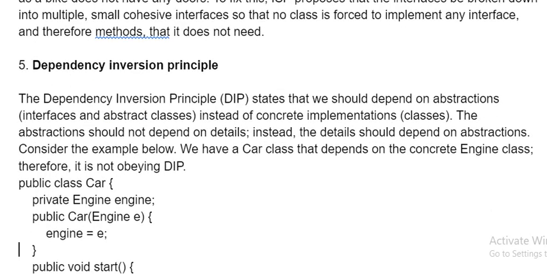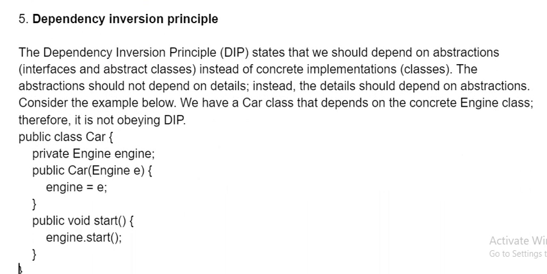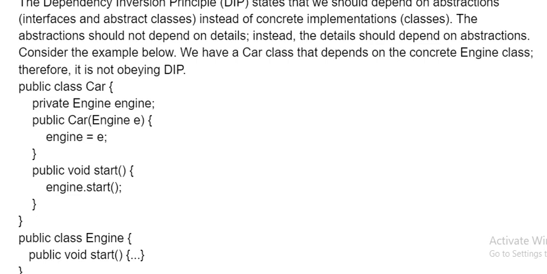The fifth and final one is dependency inversion principle, which states that we should depend on abstractions. And what are the abstractions? Interfaces and abstract classes, instead of concrete class implementations, and the abstraction should not depend on details; instead the details should depend on abstractions. We have taken an example of a Car class that depends upon a concrete class, that is the Engine class.